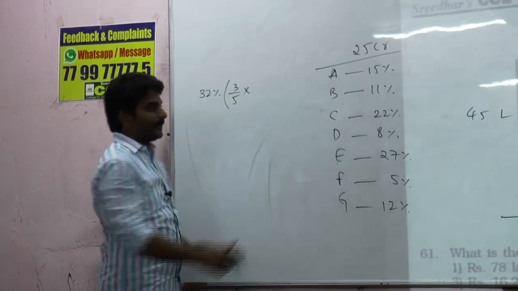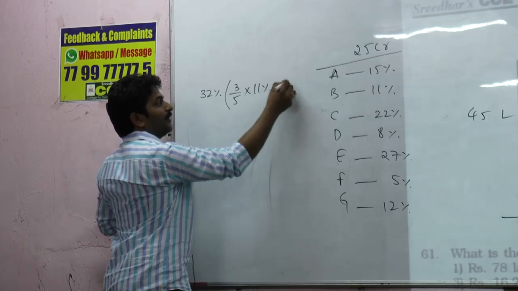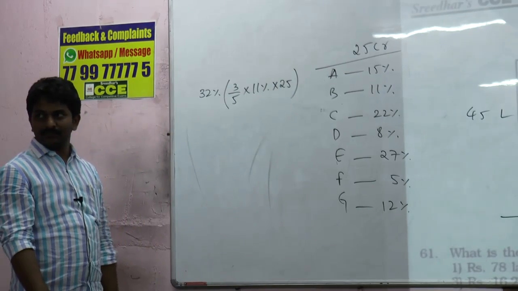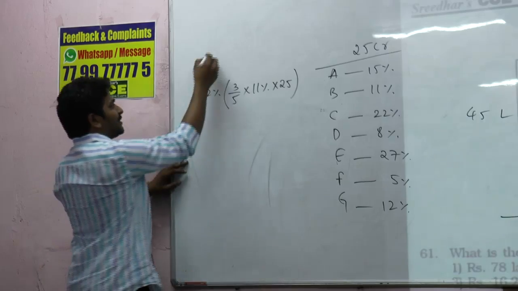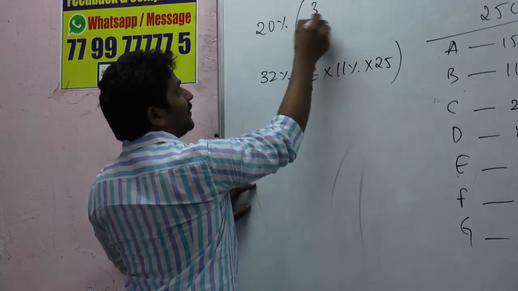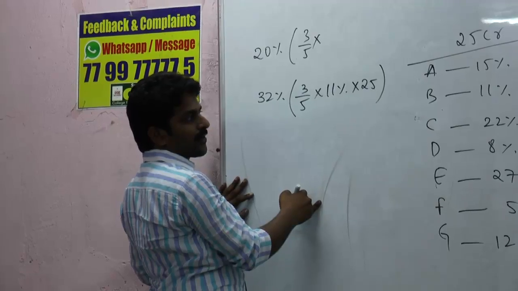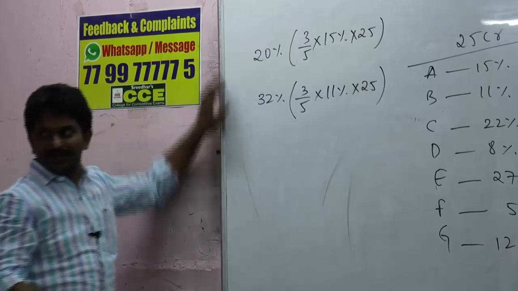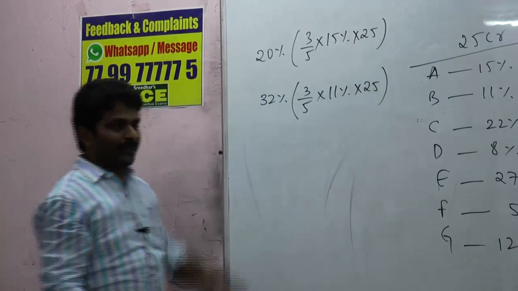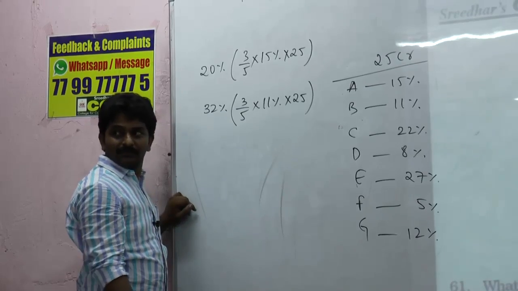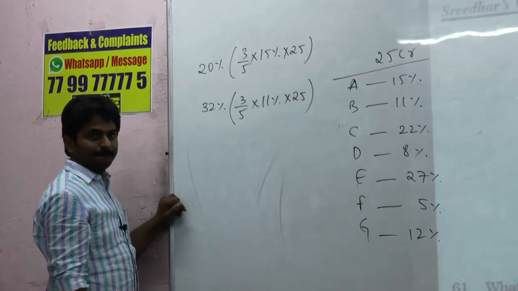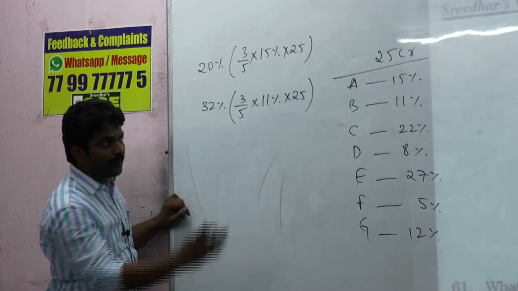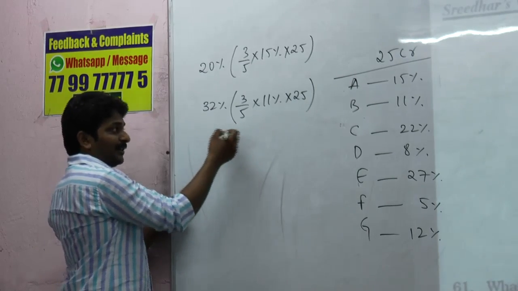B occupies 11%. 11% of 25. Earlier it was 20% of 3/5 of 15% of 25. I think you need to add these two numbers, right? Yes or no? Forget about individual value. I don't want to do it. 3/5 is common here. 25 is also common here. Yes or no? That is also 3/5. This is also 3/5. So let me take 3/5 common.